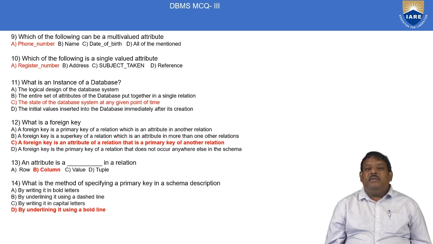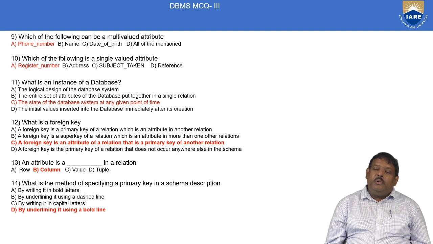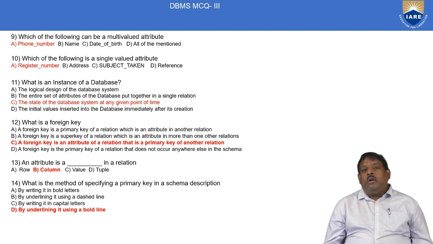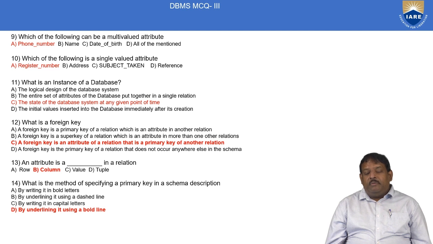Next, an attribute is a dash in a table. What is an attribute? It is a property of an entity. When you refer to the table, what are the properties of the table? For example, for a student, there will be student roll number, student name, student marks, etc. So here the columns are the attributes. Columns are the attributes in a relation.